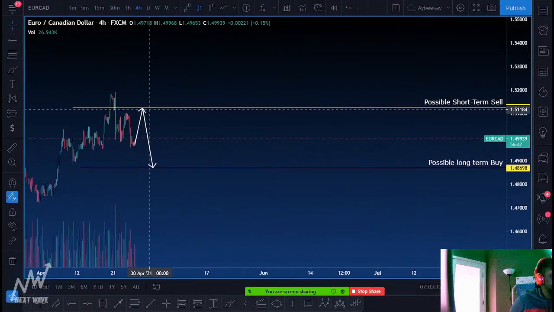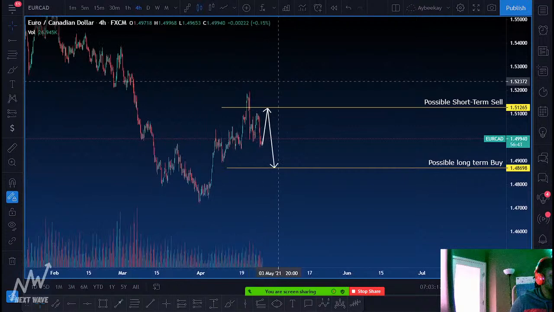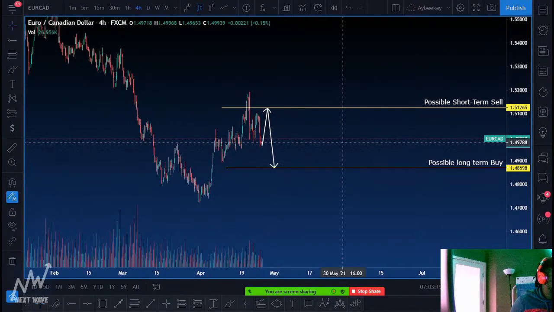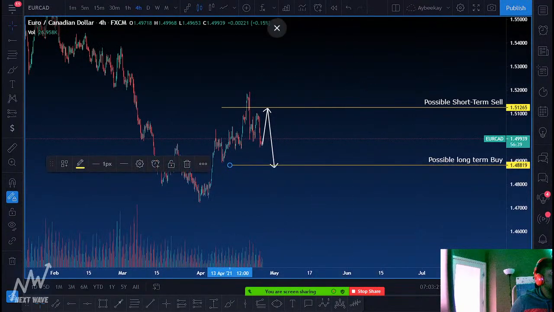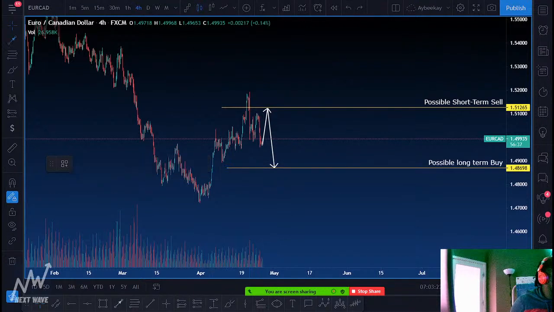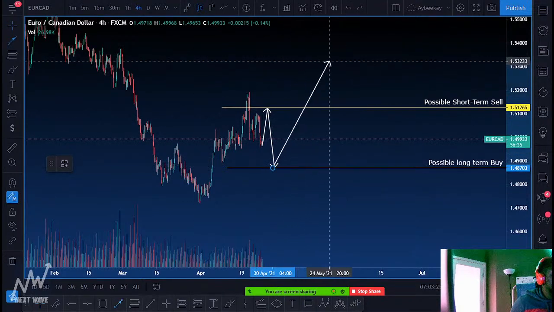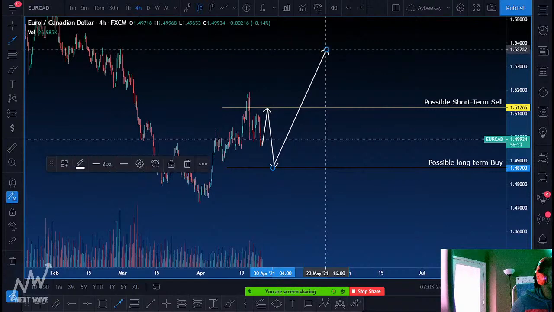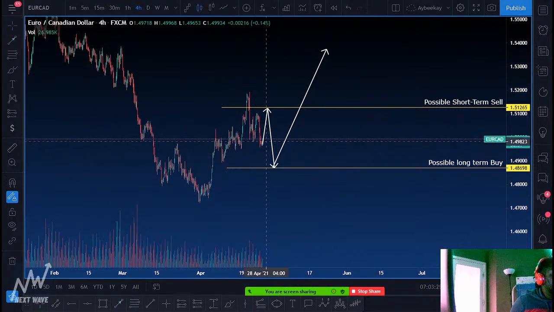I like this possible short-term sell, and then you'll be selling to buy, basically. This is basically what I want to see. Price push up, down, continuation.